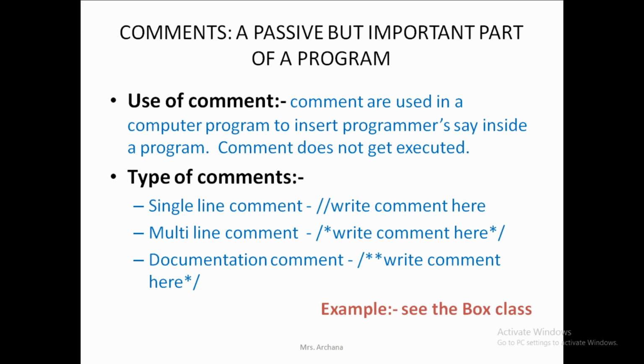Comments are a very important part of any programming language, although they do not get executed. Using comments, a programmer can insert his or her dialogue about any part of the program. As can be seen, in Java three types of comments are used. That is single line comment. This is how we are going to write the single line comment. Multi-line comment. This is how we are going to write the multi-line comment. Documentation comment. This is how we are going to write the documentation comment.